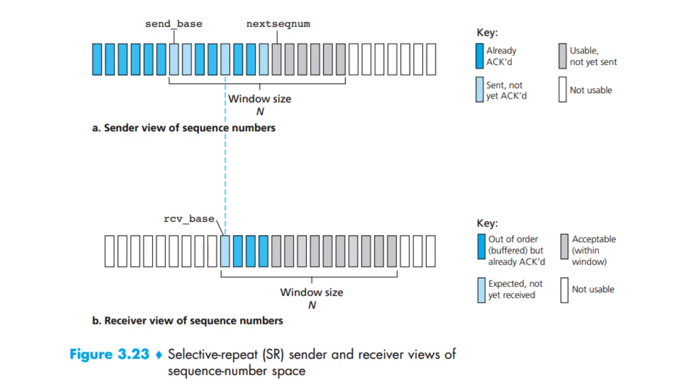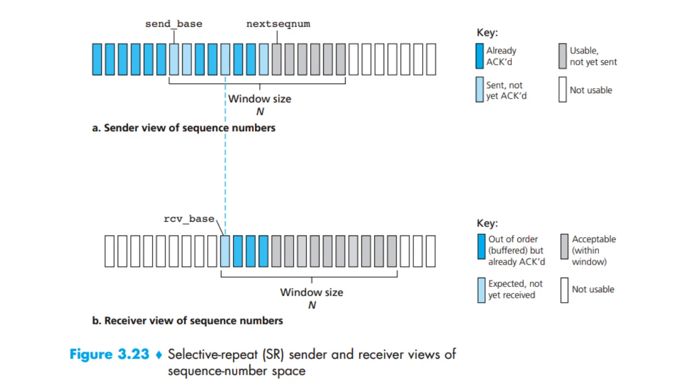The first one is data received from above. When data is received from above, the SR sender checks the next available sequence number for the packet. If the sequence number is within the sender's window, the data is packetized and sent. Otherwise, it is either buffered or returned to the upper layer for later transmission as in GBN.